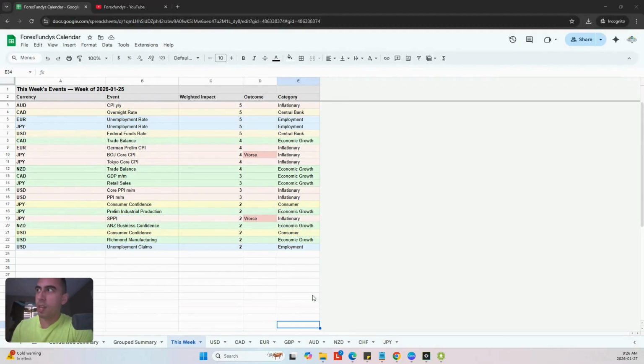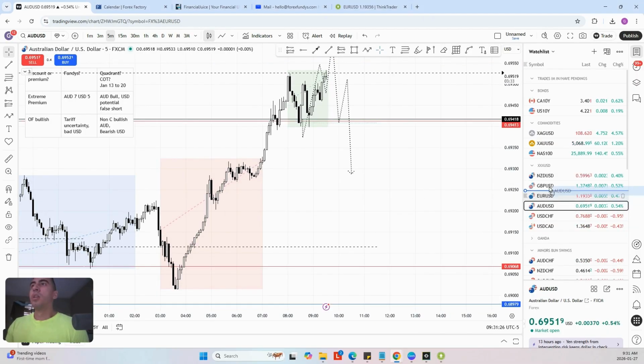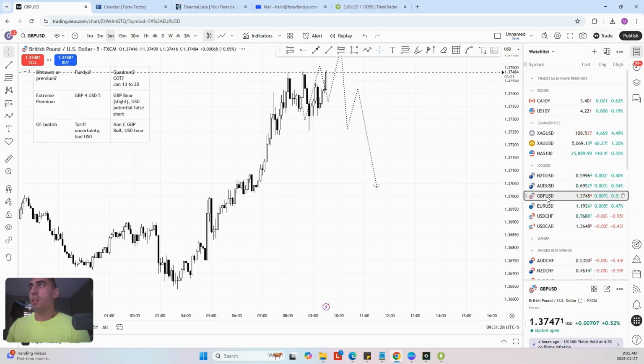On our this week tab here, we have NZD showing that they have trade balance news this week, along with business confidence. So we're going to see how that affects anything if it does. It could be moved by AUD CPI because they kind of move very, very similarly for some reason. So AUD has just swept, showing a little bit more strength than GBP.